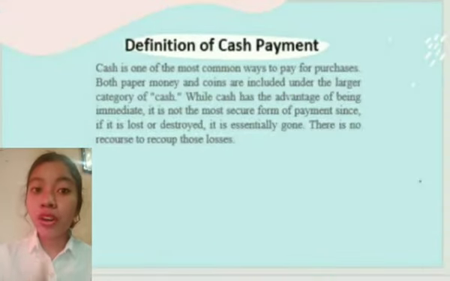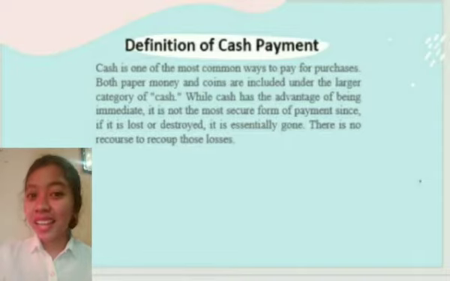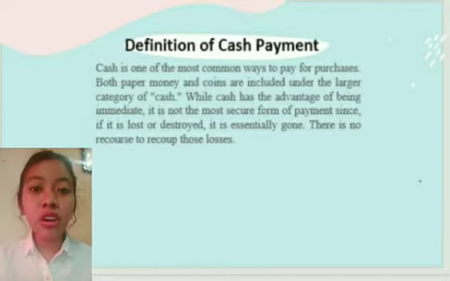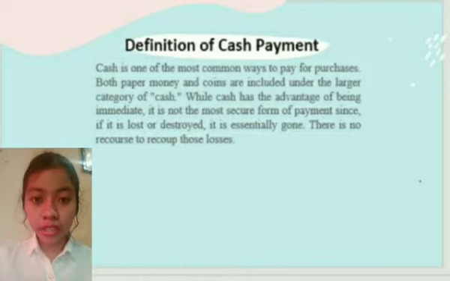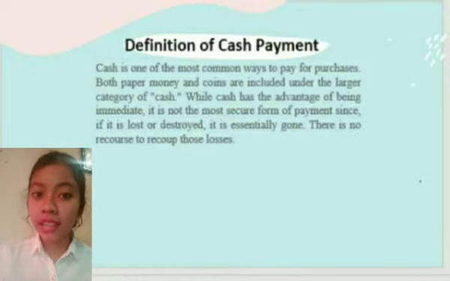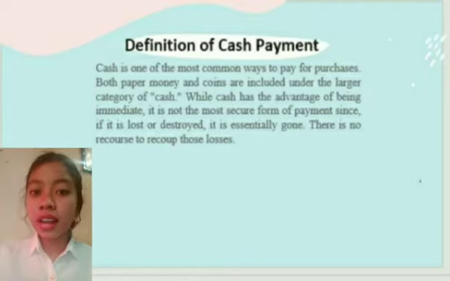Cash is one of the most common ways to pay for purchases. Both paper money and coins are included under the large category of cash. While cash has the advantage of being immediate, it is not the most secure form of payment. If it is lost or destroyed, it is essentially gone. There is no recourse to recoup those losses.